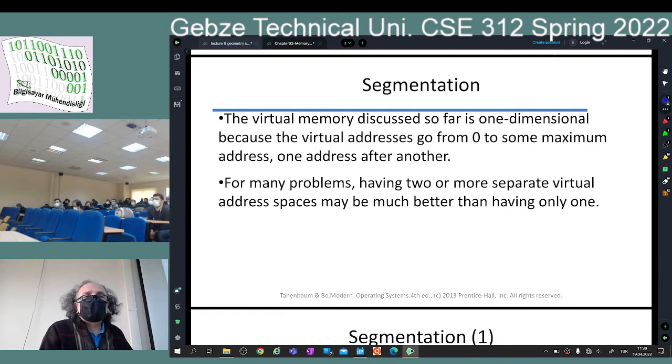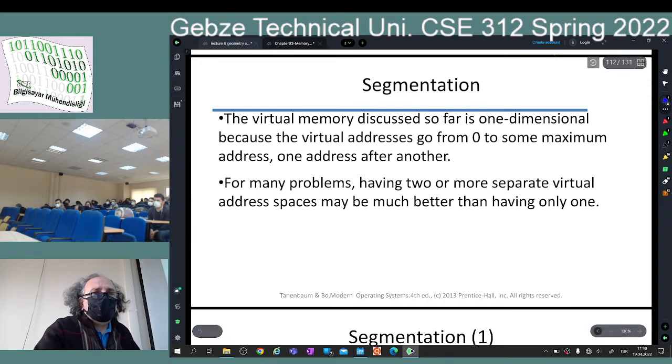Let's look at this segmentation, not paging, but the segmentation. Segmentation, idea-wise, is very simple. It is simpler than the paging, actually. And by itself, segmentation doesn't work very well. If you combine segmentation with the paging, it becomes very, very effective. Okay? So the idea is this.